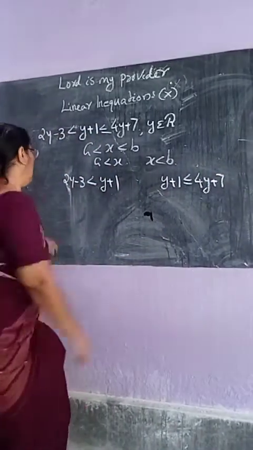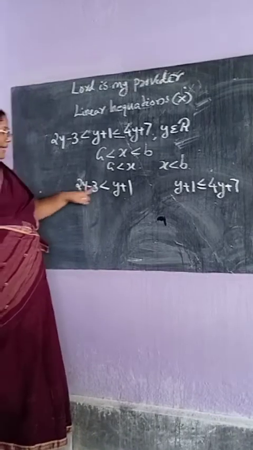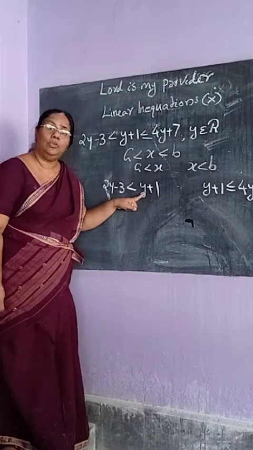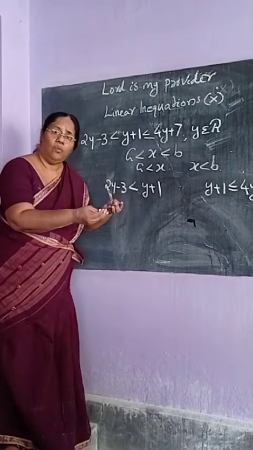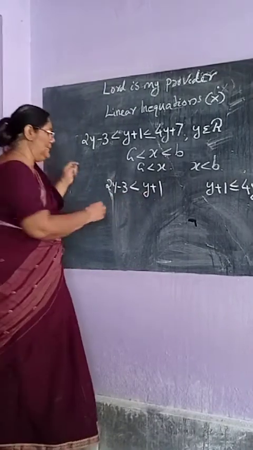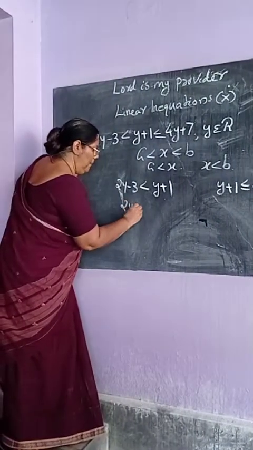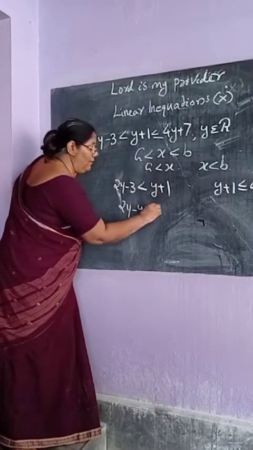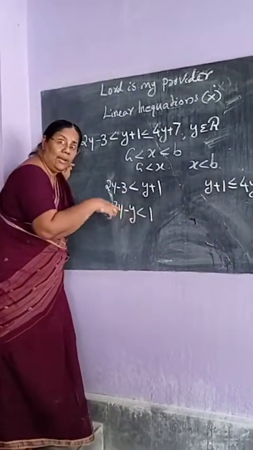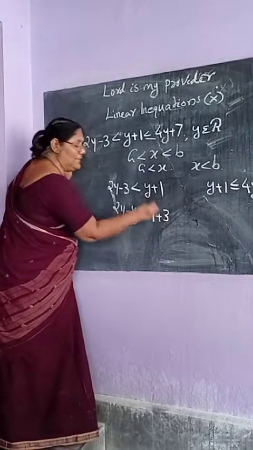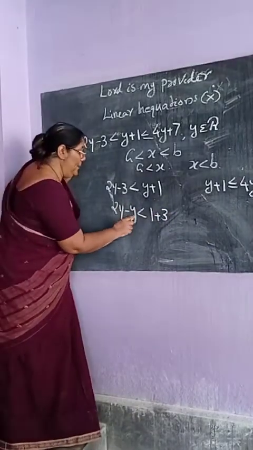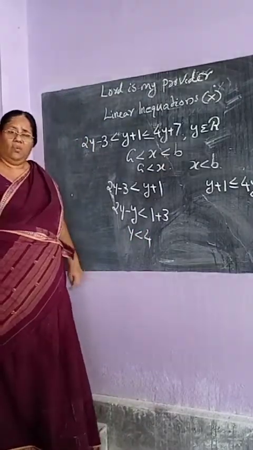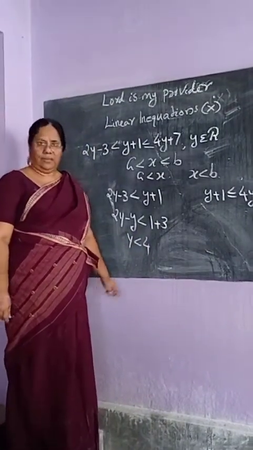Understand? Now look here. 2y and y, which is greater? 2y is greater. Therefore what to do? Convert the smaller one to the side of the greater one. Therefore 2y minus y less than, 1 is in its place, therefore keep that 1 first. Minus 3, when you convert to the other side, changes to plus 3. That is 2y minus y, it's an answer. y less than 4. All of you agree? Y less than 4. Right?